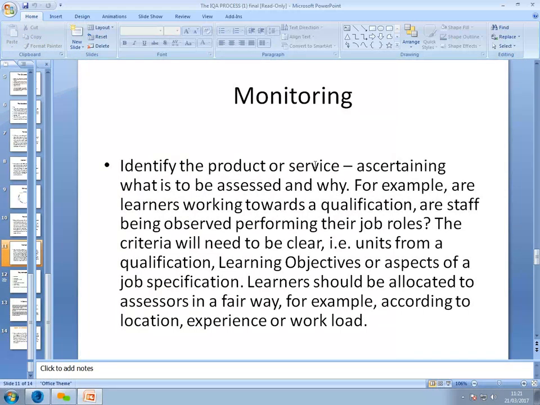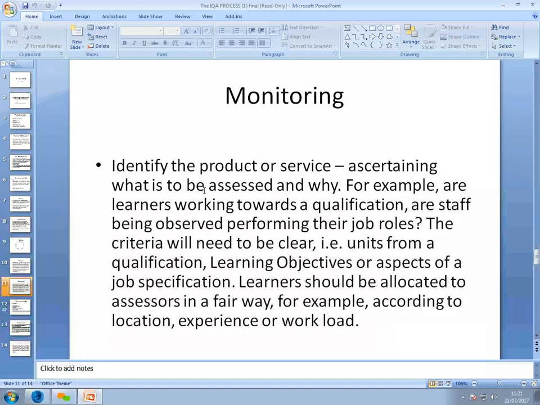Monitoring is to identify the product, service or whatever, ascertaining what is going to be assessed and why. For example, a learner is working towards a qualification, or staff being observed performing their job roles. The criteria will need to be clear, i.e. units from a qualification, learning objectives or aspects of a job specification. Learners should be allocated to assessors in a fair way, for example, according to location, experience or workload.